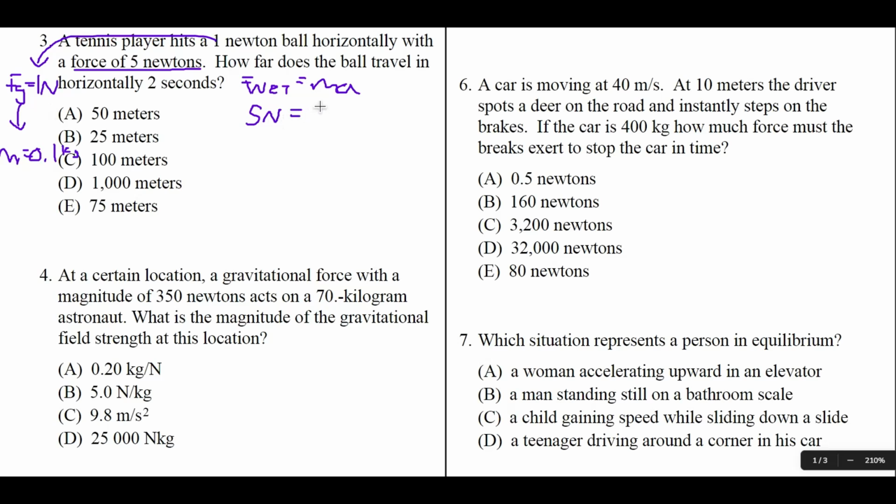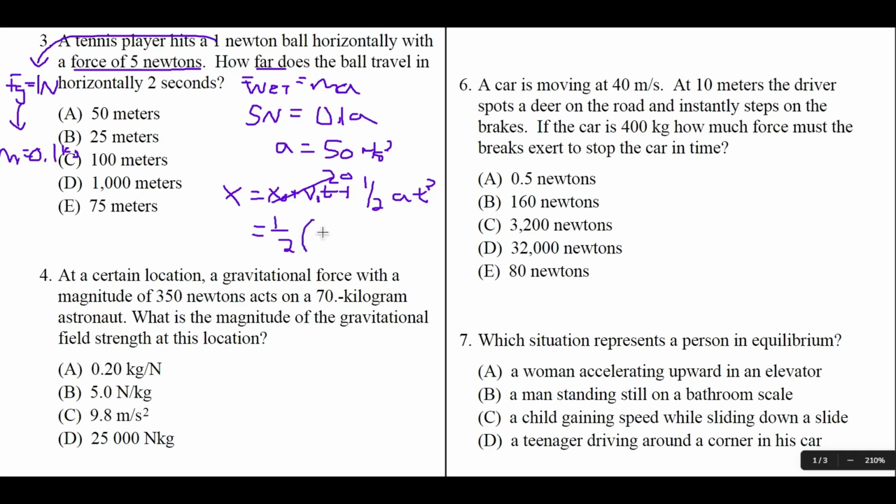So the mass ends up being 0.1, which means that the acceleration the object experiences should be about 50. With this acceleration, we are looking for the distance, so we're going to use the annoying x equation. Now, the first two terms all kind of just drop to 0, so I don't care about them. I only care about the third part. So 1/2 times 50 times 2 squared. This all gets us 100.